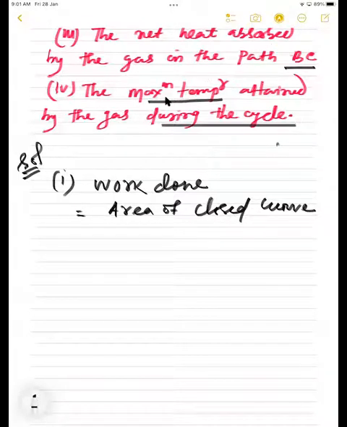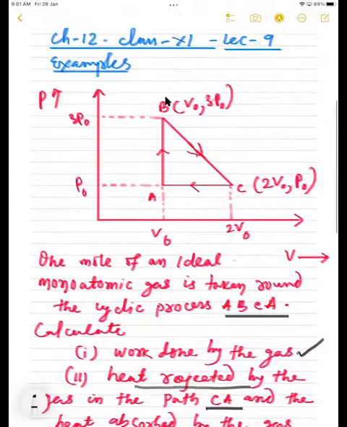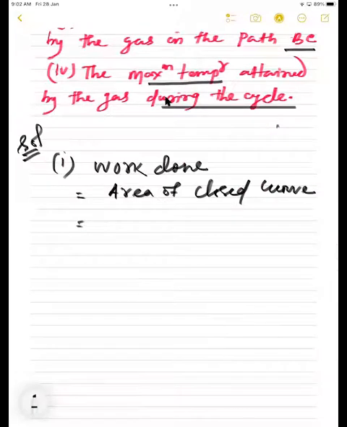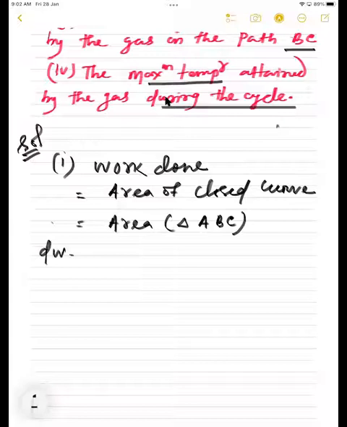Next, that is the area of a triangle, no, students? Yes or no? This is the area of the triangle, correct? You have to find this area. That is dW is equal to area of closed curve, that is area of triangle ABC, correct? And that is dW is equal to how much? Half into base into height.